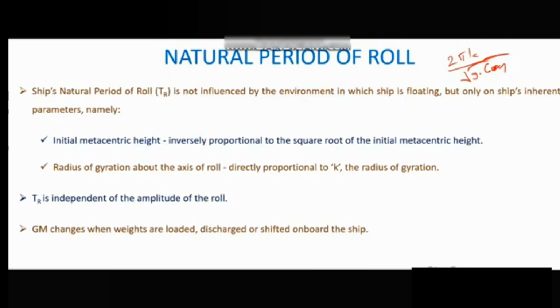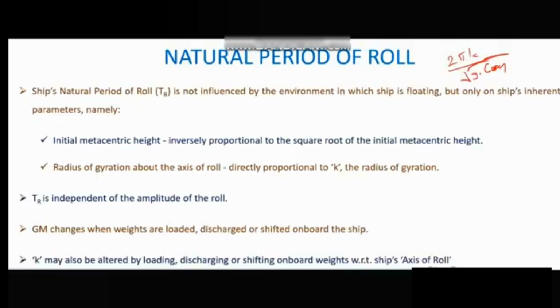Now, these factors affect the period of roll, one is GM. How does the GM change? If you load weights, you discharge weights, or you shift weights, or you deal around with the free surface, then the GM would obviously change. K can be altered by loading, discharging, or shifting the weights on board with respect to the axis of roll. And if you alter the K or the GM, obviously your period of roll will change.